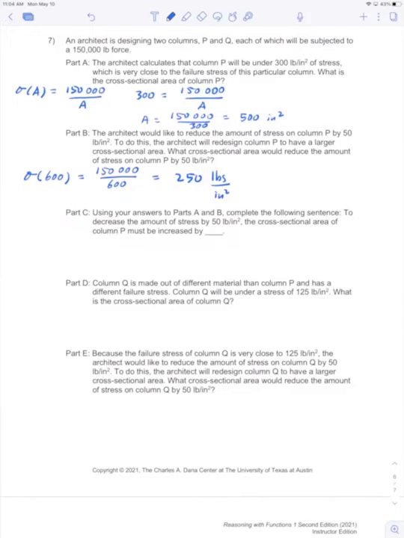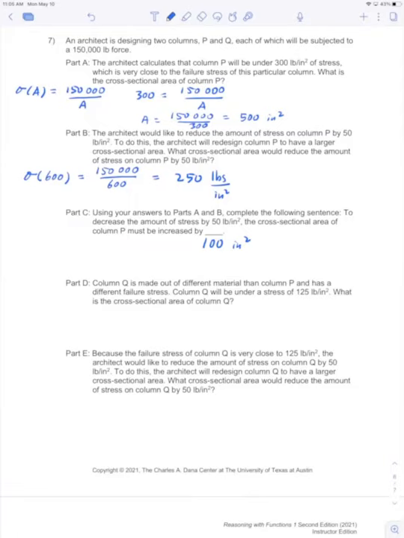Part C, using your answers to parts A and B, complete the following sentence. To decrease the amount of stress by 50 pounds per square inch, the cross-sectional area of column P must be increased by, and this is going to be 100 square inches. So it went from 500 to 600 square inches. Part D, column Q is made out of a different material than column P and has a different failure stress. Column Q will be under a stress of 125 pounds per square inch. What is the cross-sectional area of column Q?